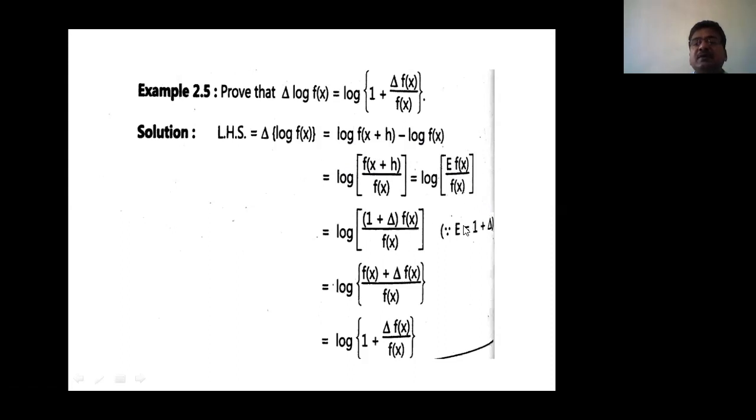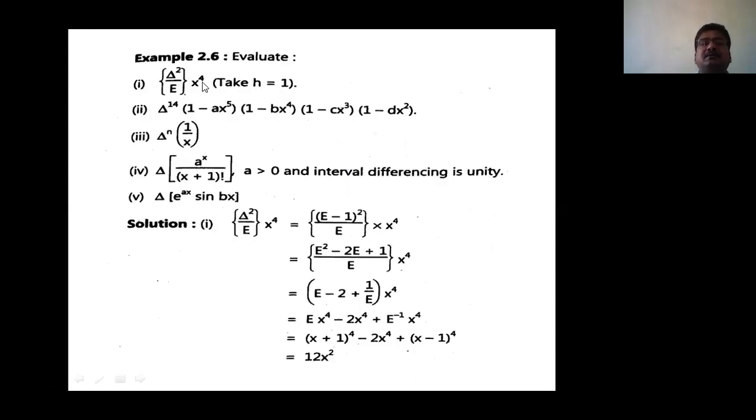And then E is 1 plus delta. As E is 1 plus delta, substitute E as 1 plus delta, f(x) divided by f(x). That is f(x) plus delta f(x) by f(x), by multiplying by f(x) in this bracket. And so this f(x) by f(x) is 1 plus delta f(x) by f(x). That is the RHS.